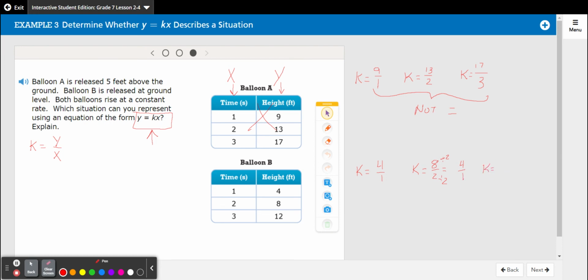The third one is 12 over 3. And both of those simplify by 3. So divide by 3 on the top, divide by 3 on the bottom, and we also get a 4 over 1. So these are equal. And since they're equal, we can use the equation of y equals kx. So my answer here is that we can use y equals kx for balloon B.